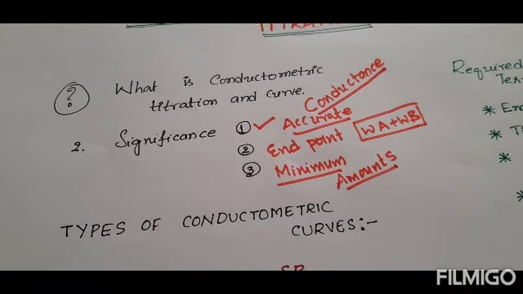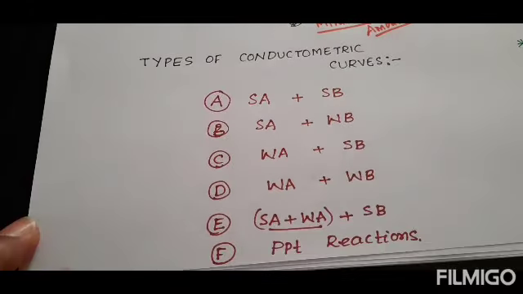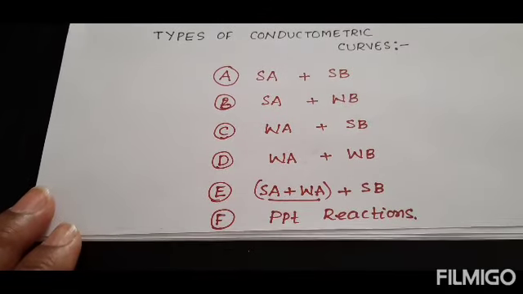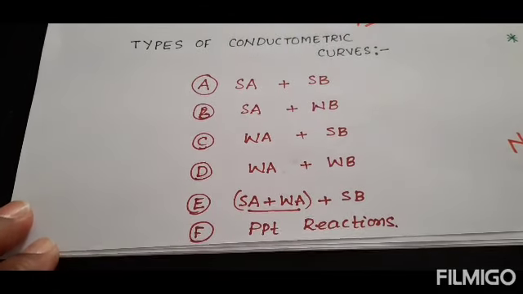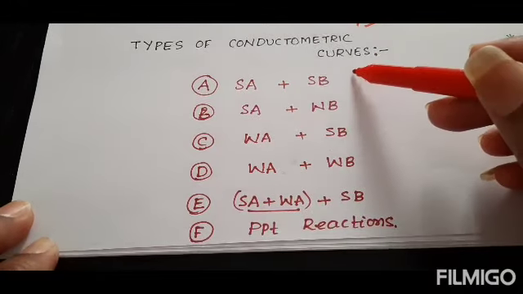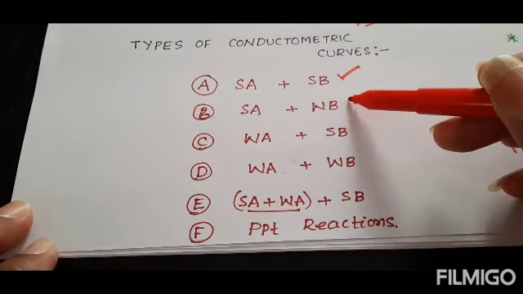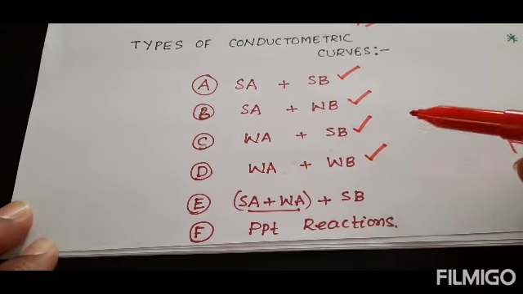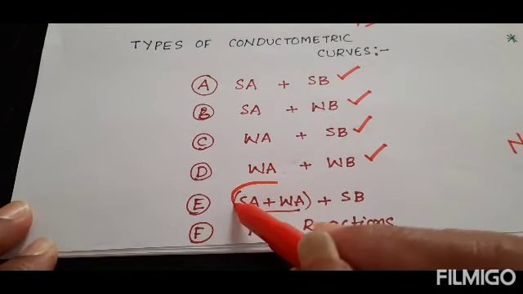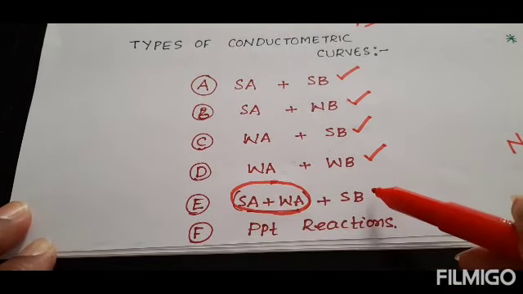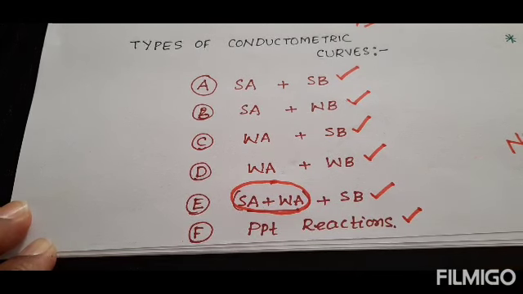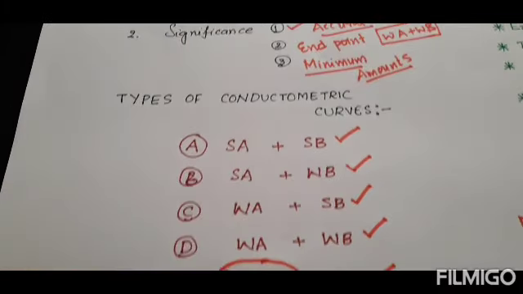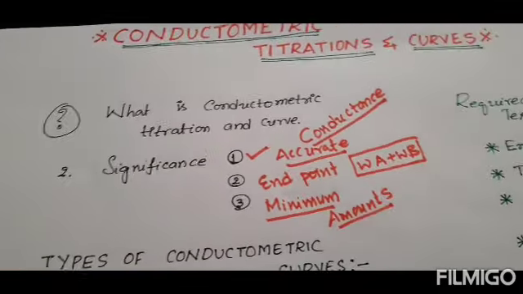Now, how many types of conductometric curves are possible? Take a look. I am classifying them into 6 types. A titration between strong acid versus strong base, strong acid versus weak base, weak acid versus strong base, weak acid versus weak base, a mixture of strong acid and weak acid versus strong base, and precipitation reactions. Now we enter into the discussion of every curve. Of all these 6, I am taking the first one.